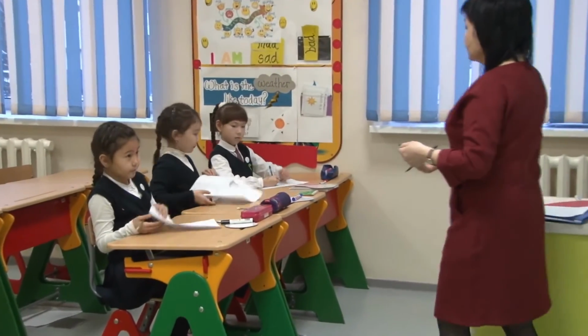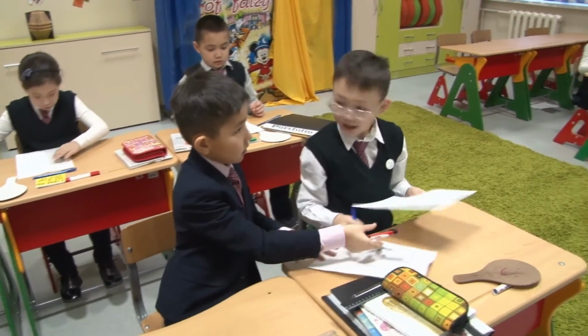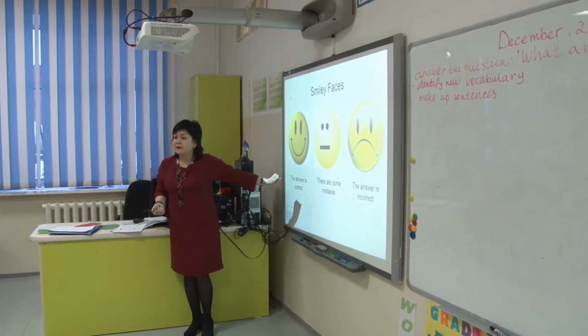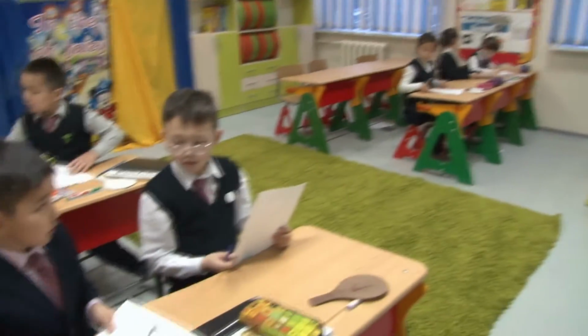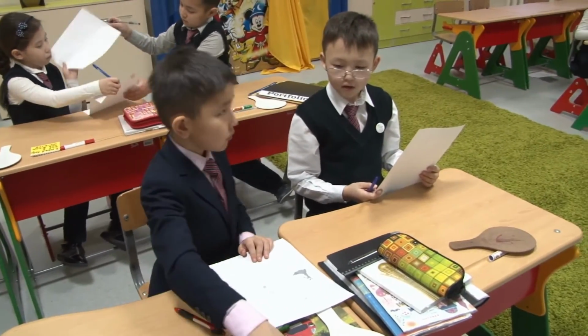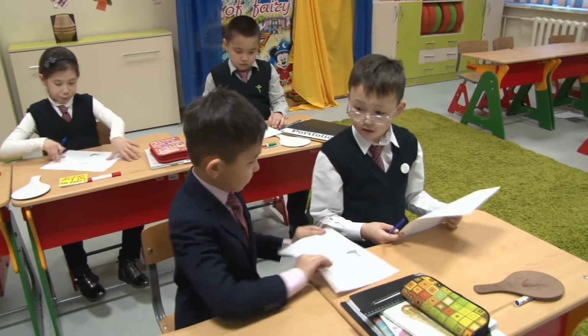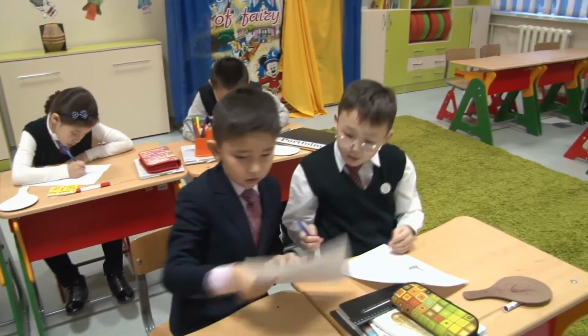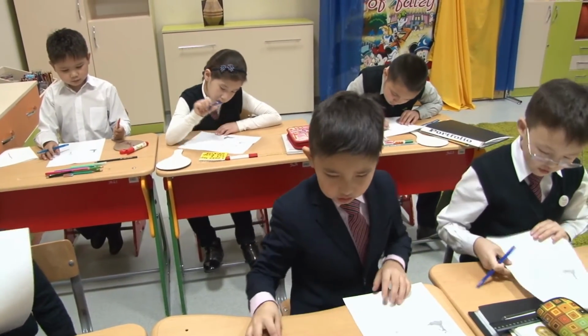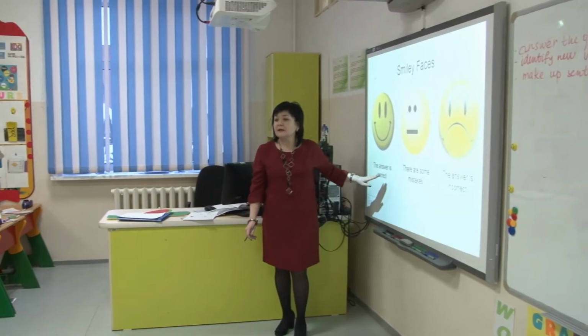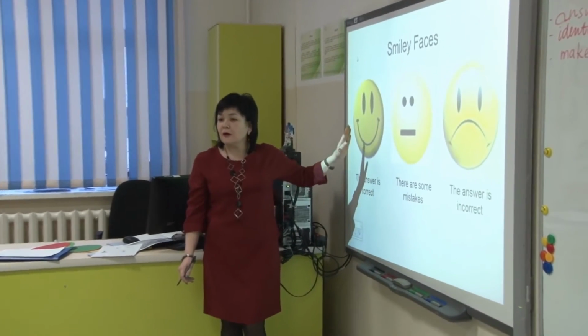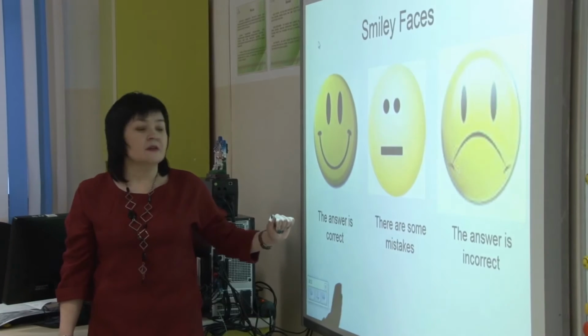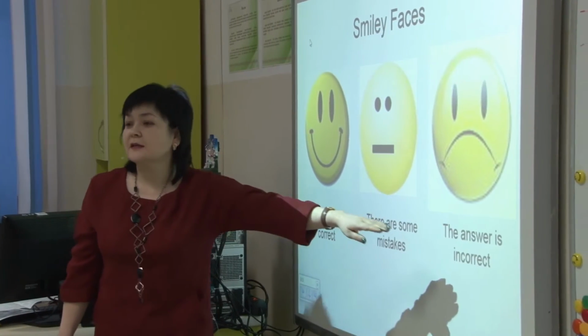Swap. Give it to your partner, give it to your classmate, and draw the face. Draw the smiley face. If the answer is correct, then you will draw this smile. If there are some mistakes, this smile. If the answer is incorrect, then the third smile. Where is your smile?